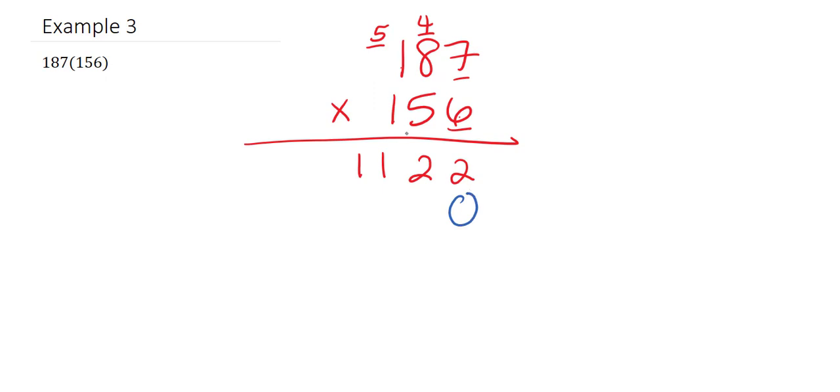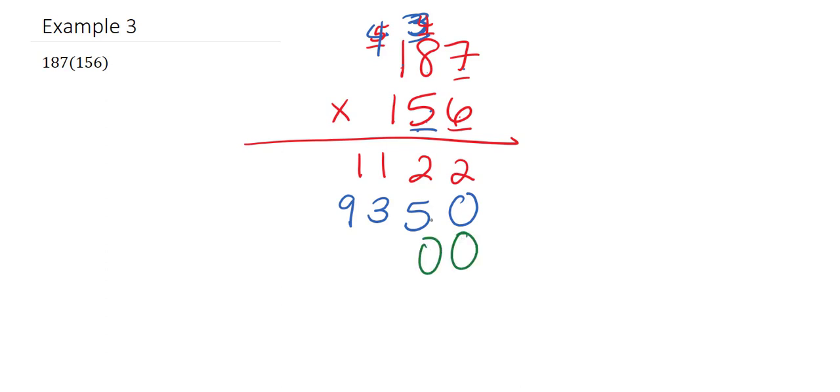Now we do a placeholder. Then we start with the 5. So 5 times 7 is 35. So put a 5 below, carry the 3, I'll just write it over the 4. 5 times 8 is 40, plus this 3, so that's 43. 5 times 1 is 5, plus 4 is 9.